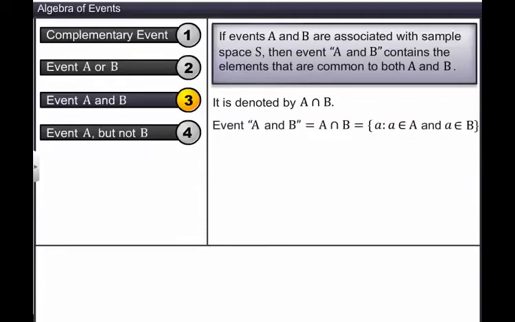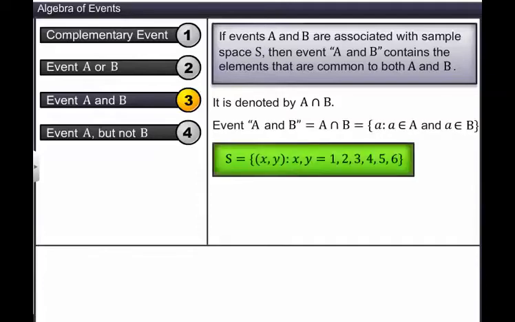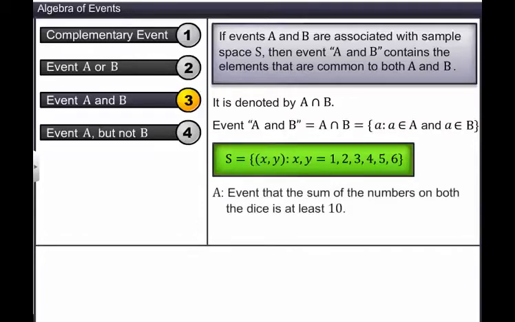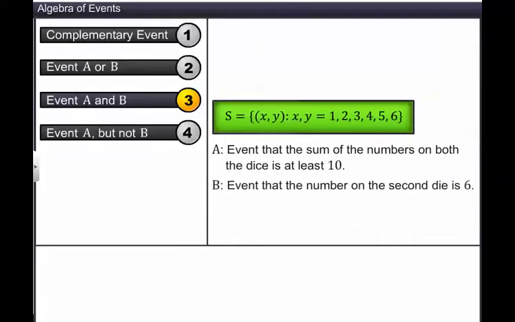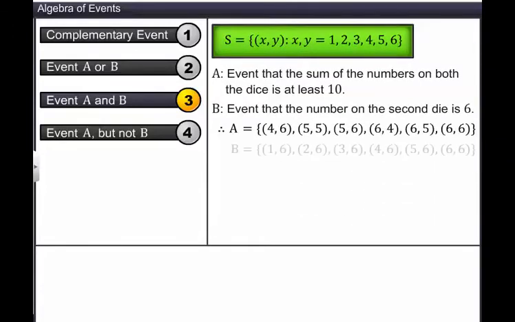Consider a sample space of rolling two dice. Let events A and B be associated with S. The outcomes of events A and B are obtained as shown. Now, event A and B can be obtained by identifying the common elements present in both the events.